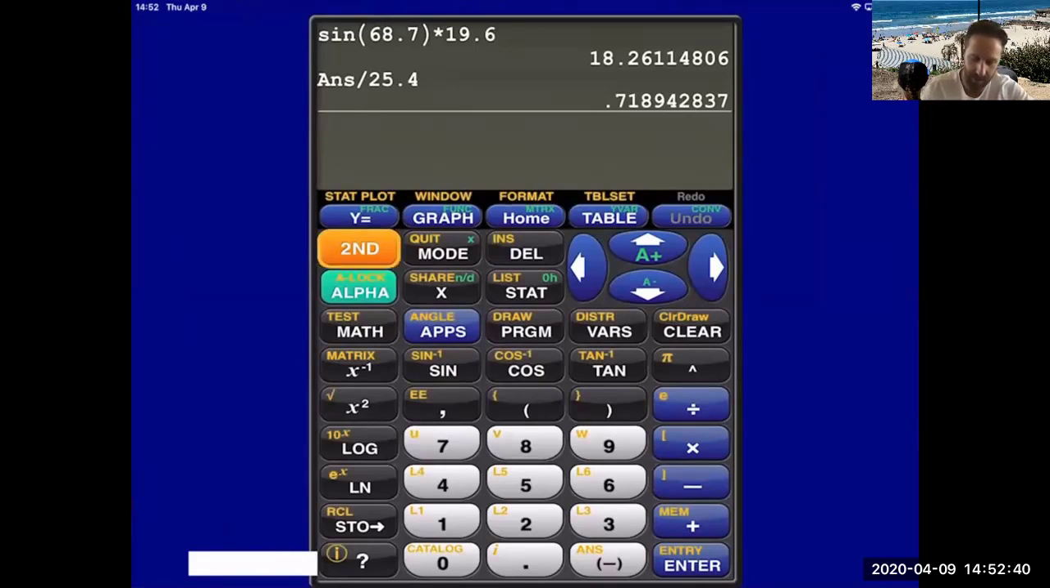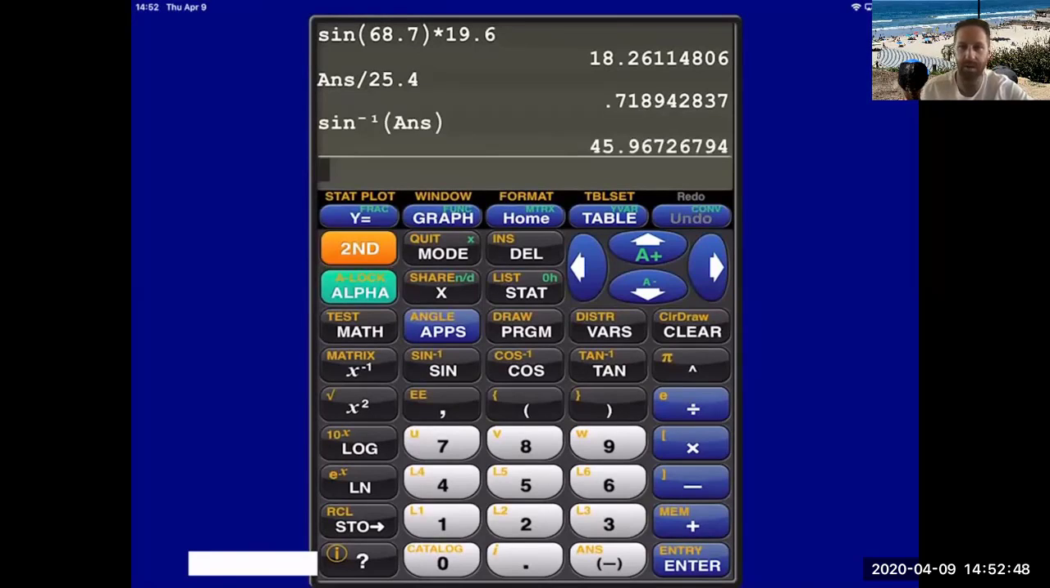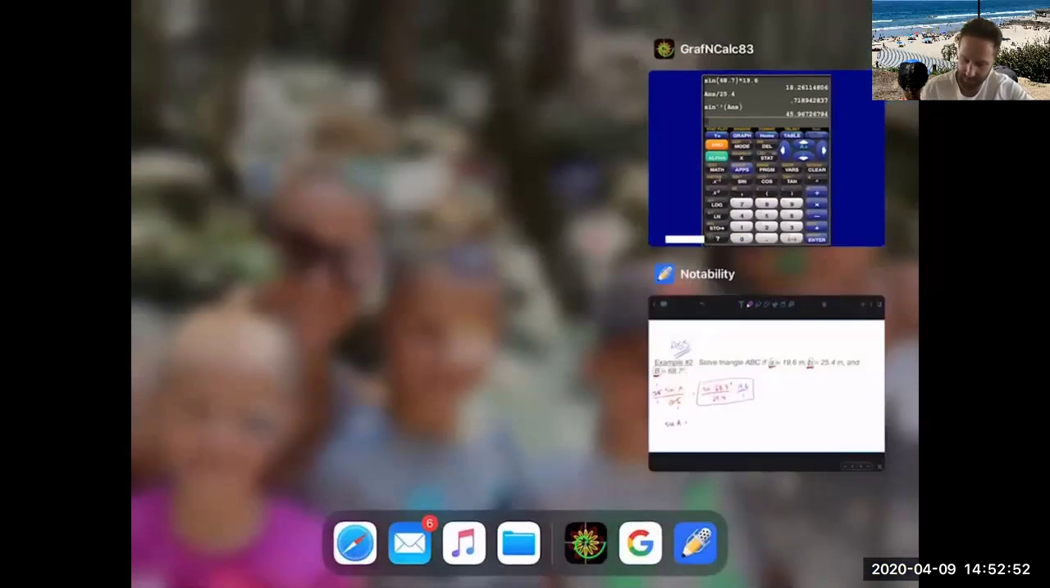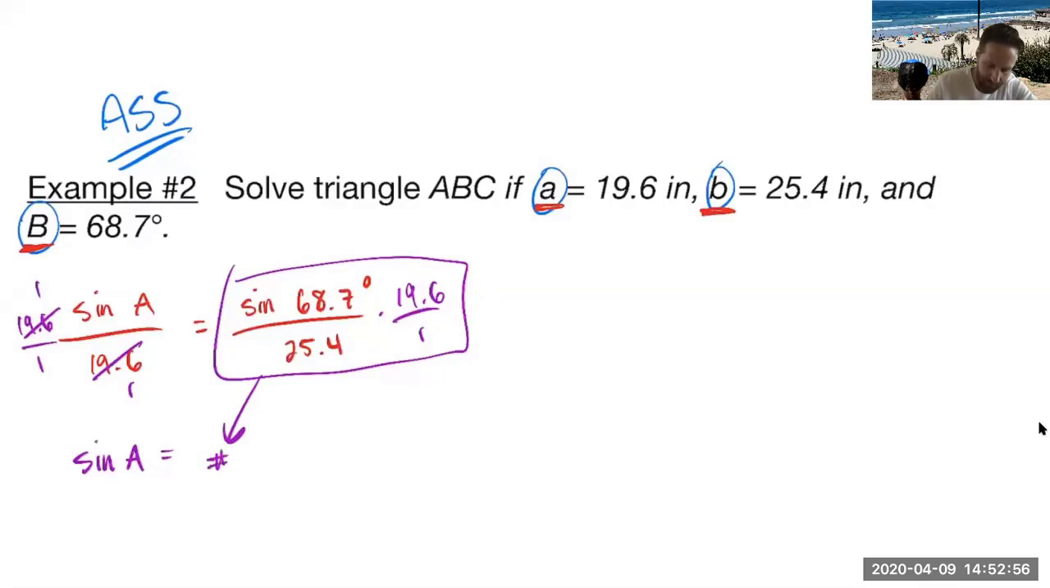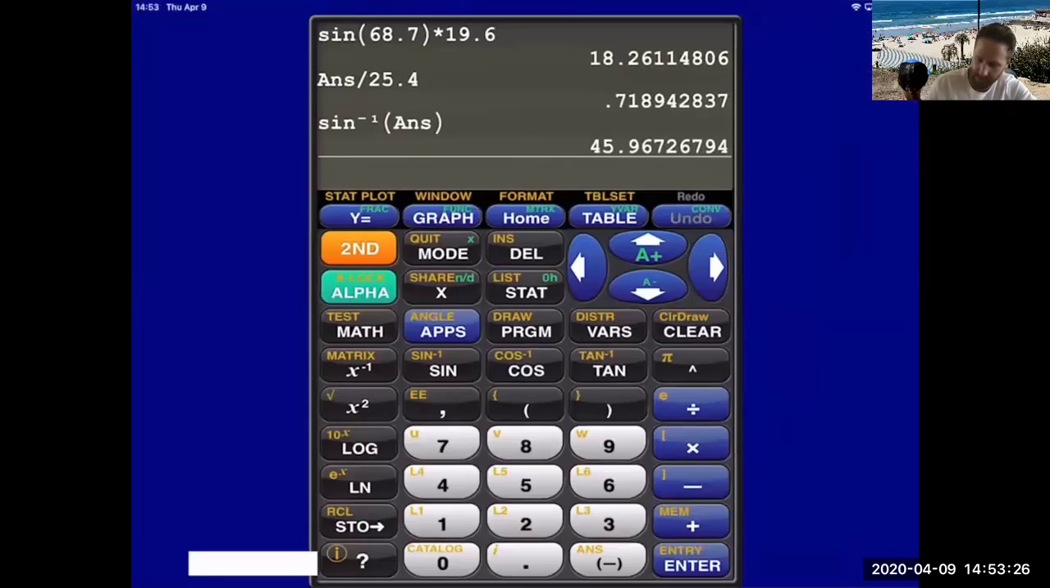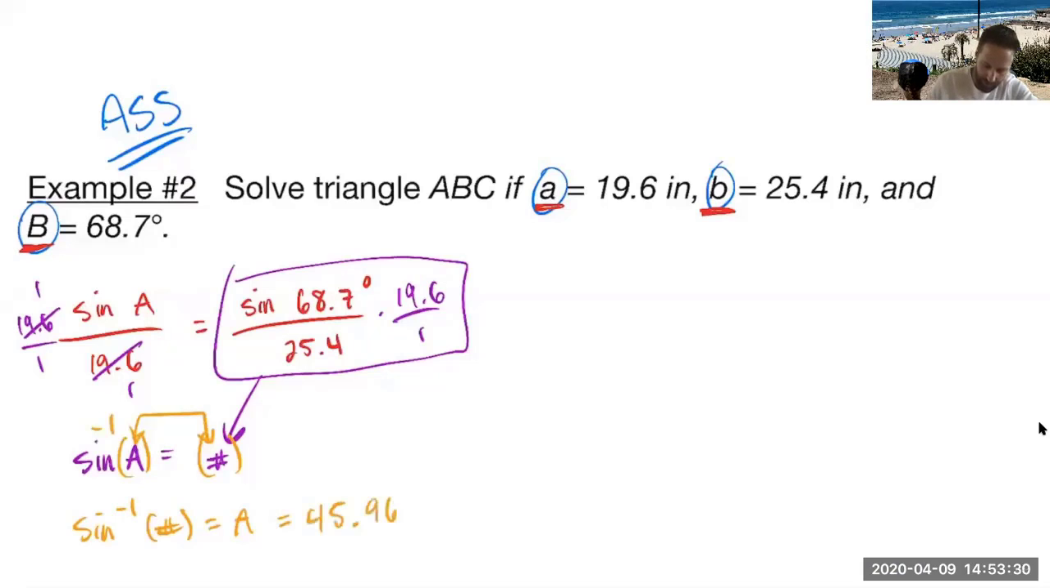Remember, to find an angle, we use the inverse. I'm going to take that answer, hit equals, and get 45.967. Rounding that, I would put 46. And then taking those and reversing the order, which is the inverse, right? We get angle A was 46. It came out to 45.967, just to remind you. So I'm going to approximate that as 46.0 degrees, and that's my angle A.